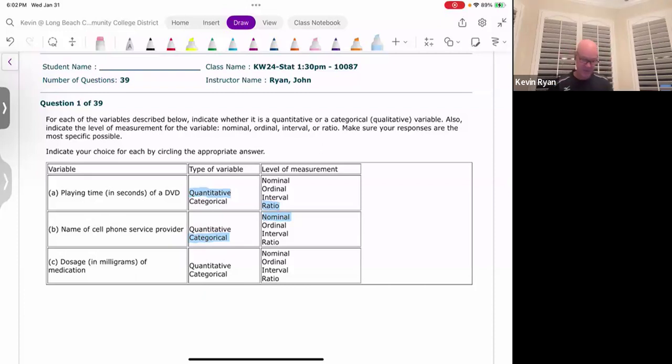Dosage in milligrams of medication, that again is going to be quantitative. And that is going to be ratio.